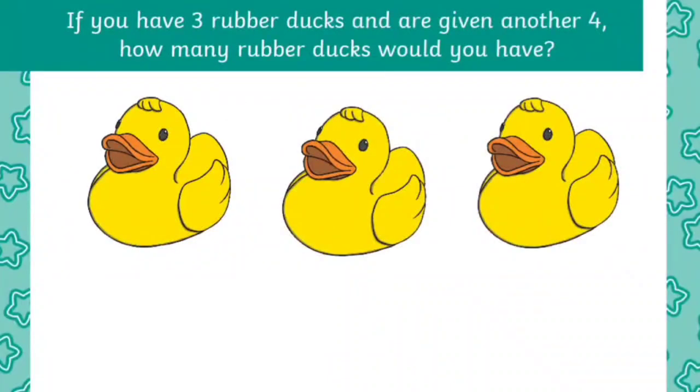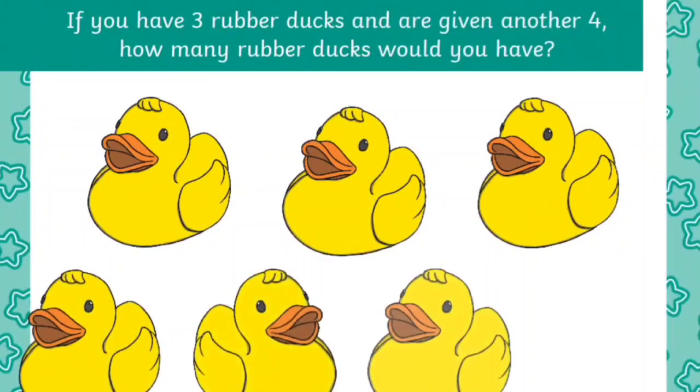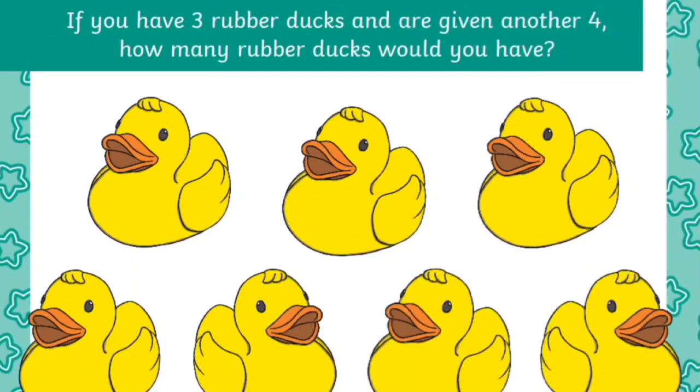If you have 3 rubber ducks and are given another 4, how many rubber ducks would you have? If we have 3 ducks and we add another 4, we will have 7 rubber ducks.